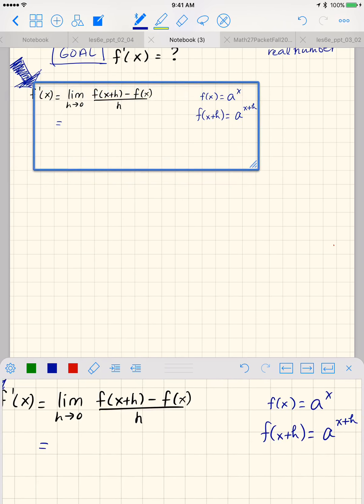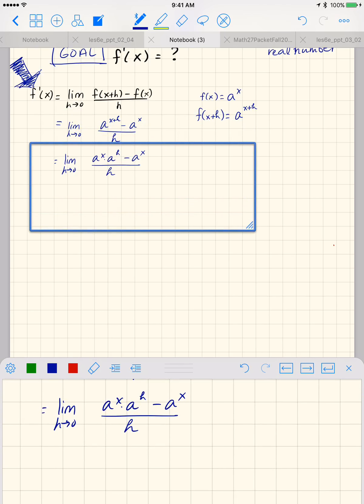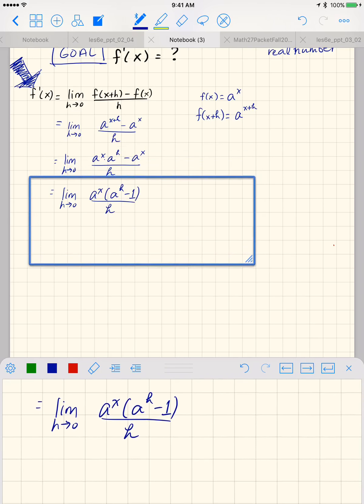So now we are ready to plug in. So we'll have the limit as h goes to 0, a to the x plus h minus a to the x divided by h. Now, we can write this as the limit as h goes to 0, a to the x times a to the h minus a to the x over h, because remember we're using our rules of exponents. Now we can factor out a to the x in the numerator, and we'll be left with a to the h minus 1. All of that is divided by h.